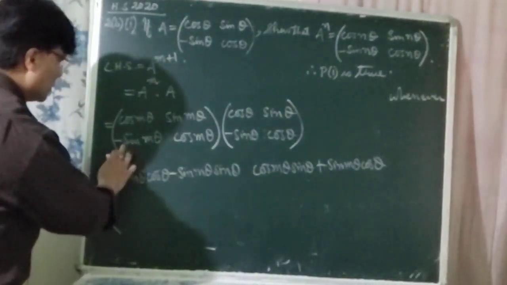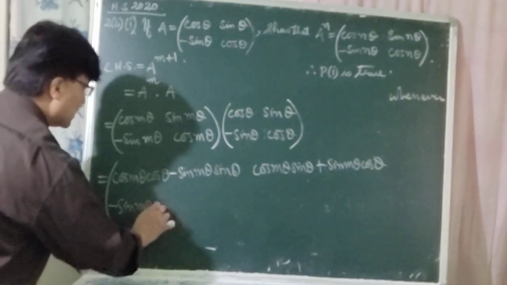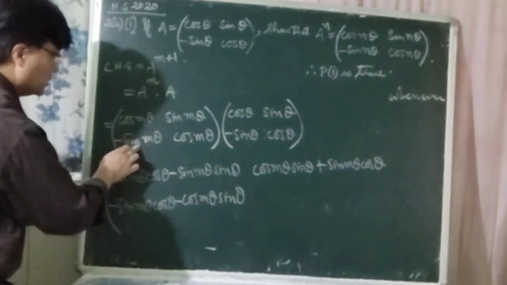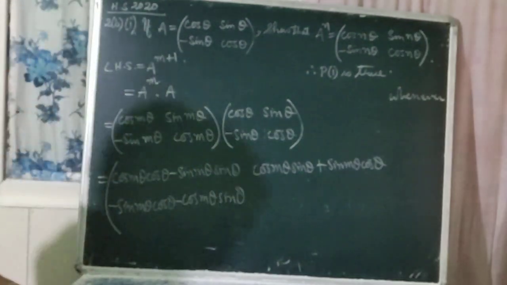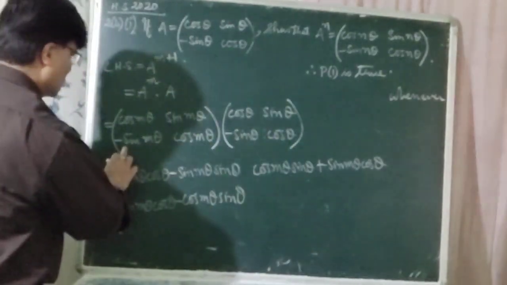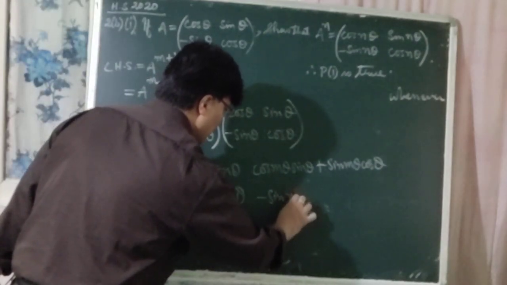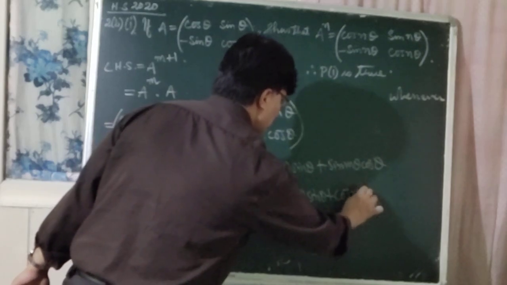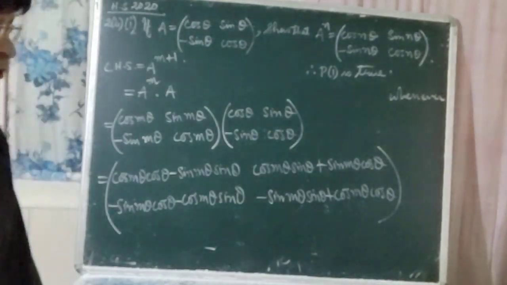Now second row by first column, what do we get? Minus sin n theta cos theta minus cos n theta sin theta. These corresponding elements are multiplied, and this is the first element of the second row. Next, the second row should be multiplied by the second column: minus sin n theta sin theta plus cos n theta cos theta. So the bracket is closed. Is that clear to all of you?